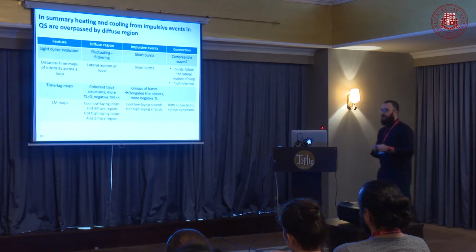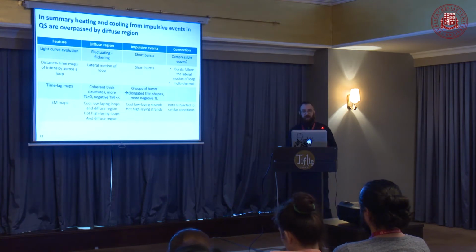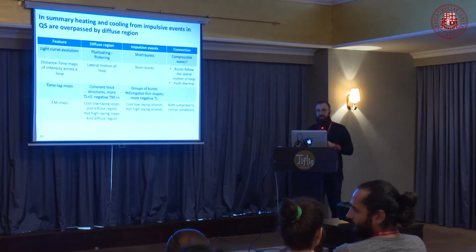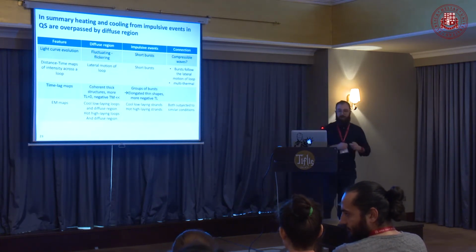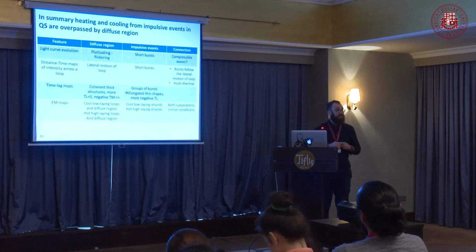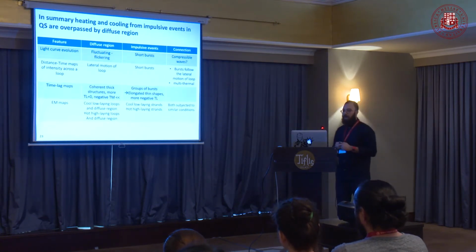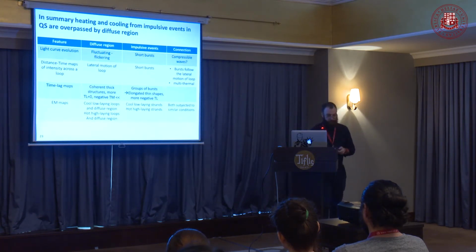In summary, information from heating and cooling due to impulsive events in the quiet Sun is overpowered by that of the diffuse region. We have seen similar and different features in both regions, how they might differ and how they might be correlated. And this has been done with various observational tools. Those, my friends, are evidence showing why it is difficult to derive a conclusion on whether small-scale heating events can heat the corona or not.